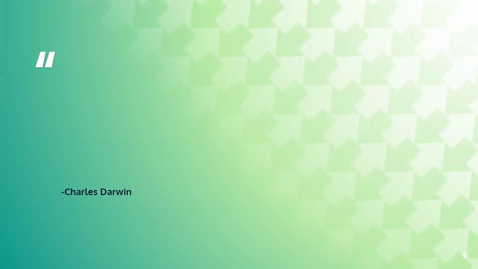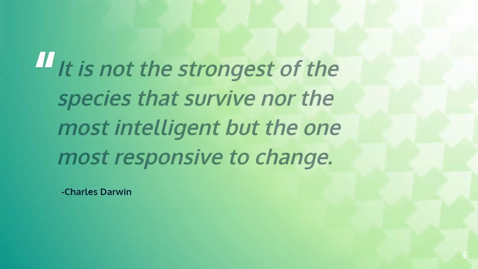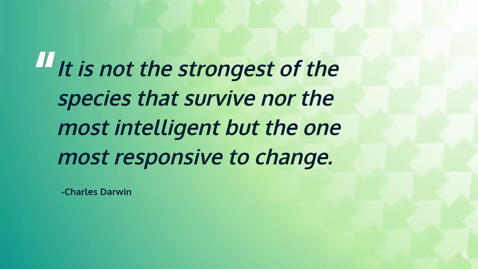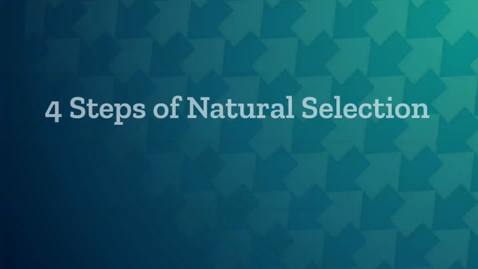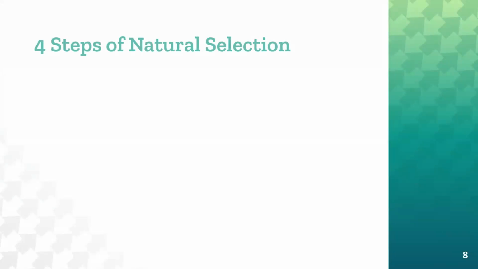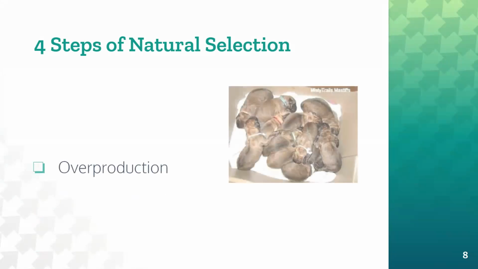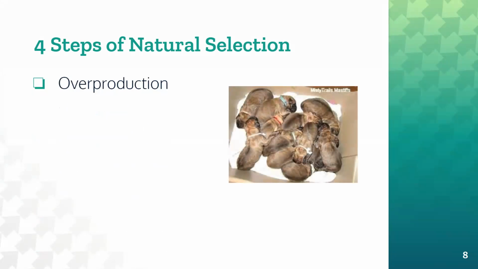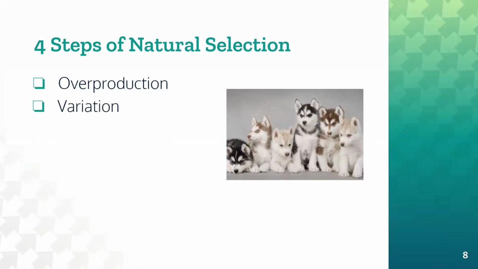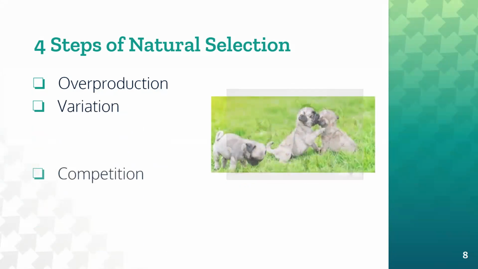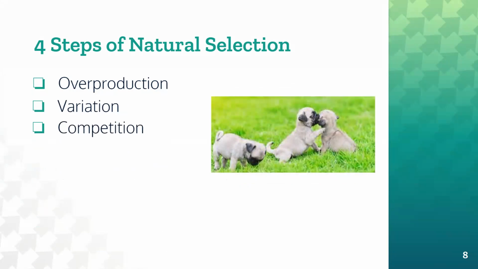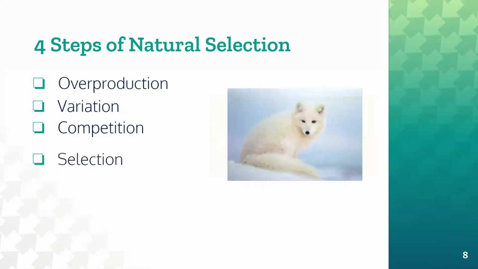Here's how Darwin explained it. It is not the strongest of the species that survived, nor the most intelligent, but the one most responsive to change. Now let's break it down a little further. Darwin broke natural selection into 4 different steps. The first is overproduction. The second, variation. The third, competition. And the fourth is selection.